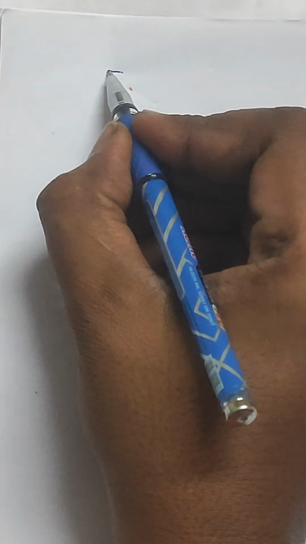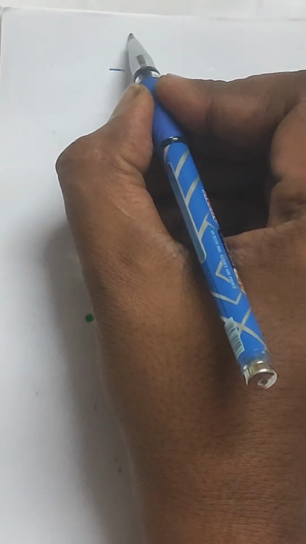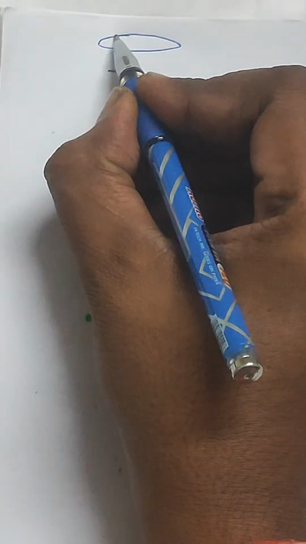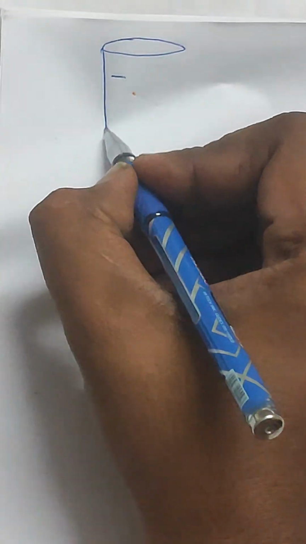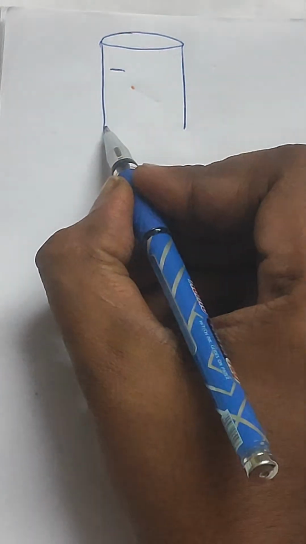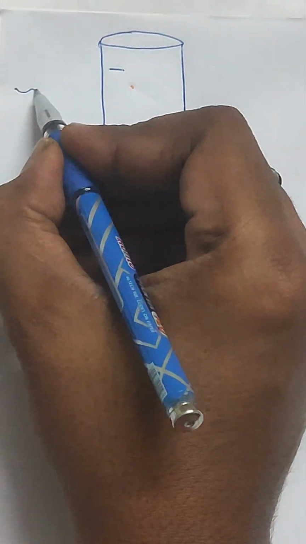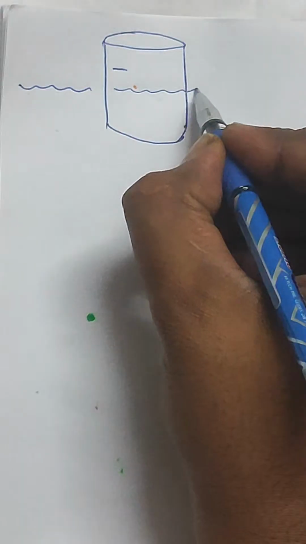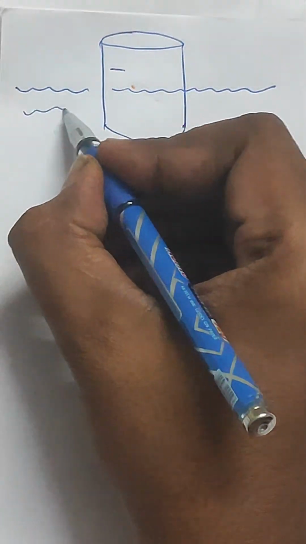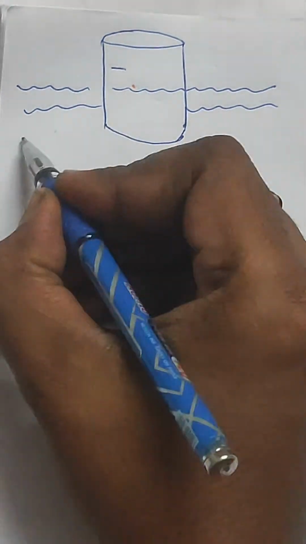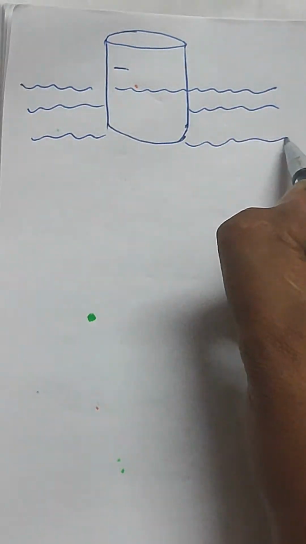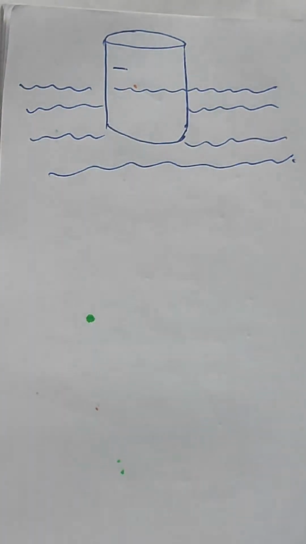A cylinder is given to you, and that cylinder is just dipped in a liquid. Okay, so let's say this is the cylinder, and this cylinder is dipped in some liquid, right? And let's say this is the level of water in which the cylinder is dipped, right?